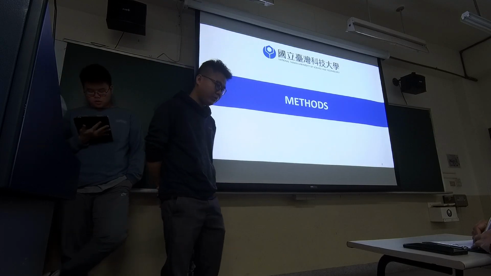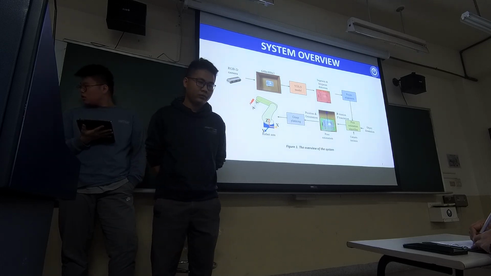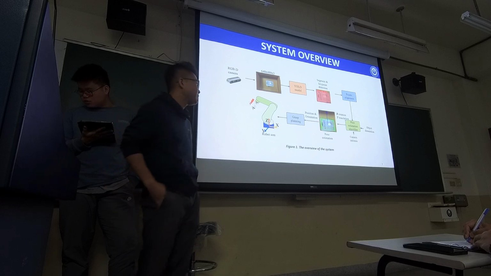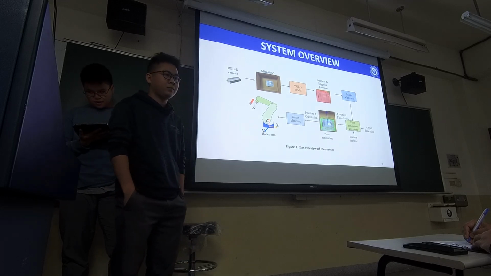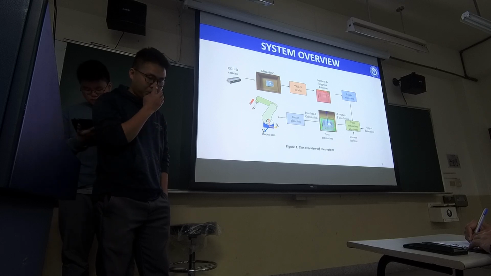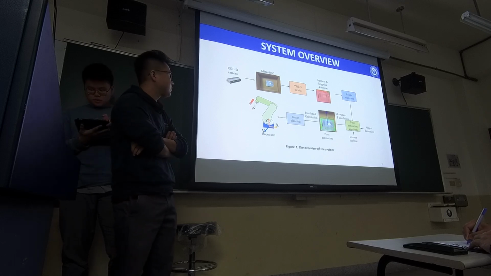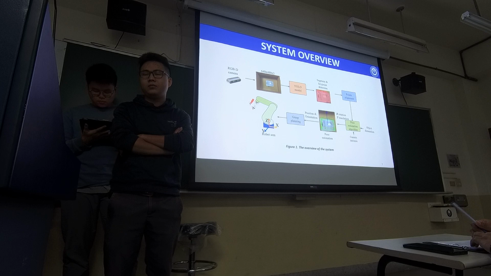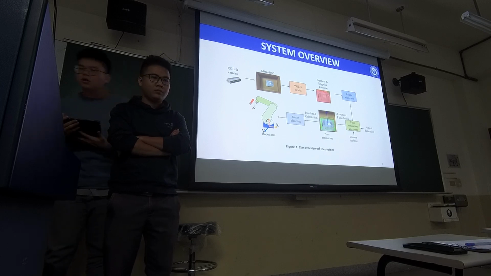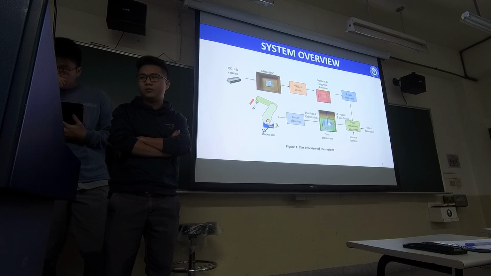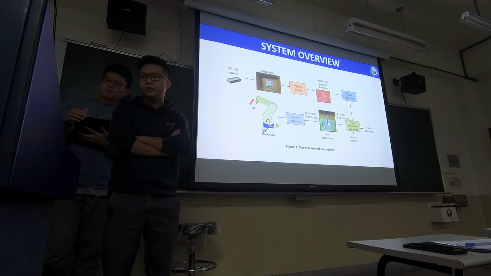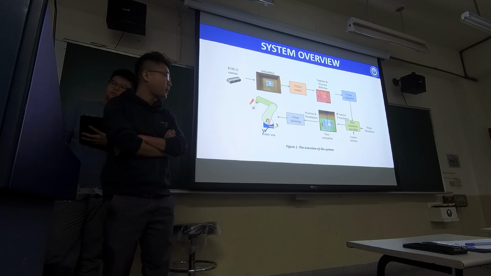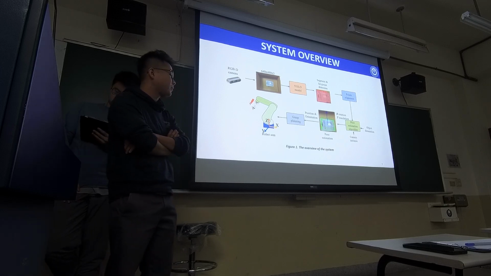The next part will be our method. This is our overview of the system. We are using an RGB camera to capture the image, and then the image will be processed using a neural model to segment and detect the key points of the image. The key points will be aligned using the PnP algorithm to estimate the position and orientation of the objects, and therefore we can plan the manipulation to grab the object.